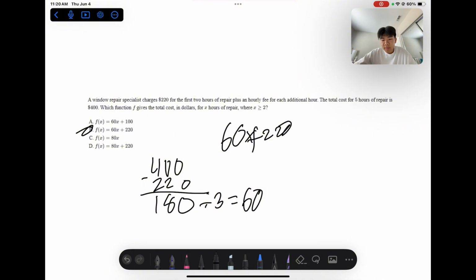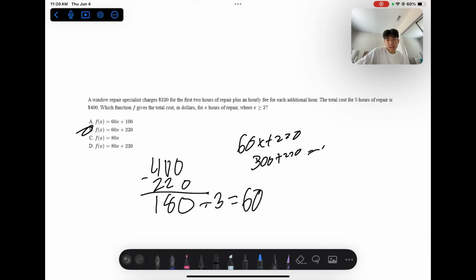However, we have to make sure to double check. So let's actually plug in a value for x. Let me write this cleaner first. Alright, so let's say x is 5, right? Because we know that's 400. If x is 5, then that'll be 300 plus 220. Wait a minute, that is not 400. So that can't be the answer. Okay, then let's try, I don't know, right?